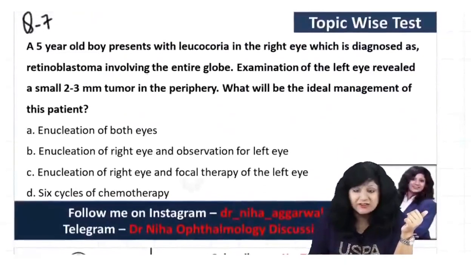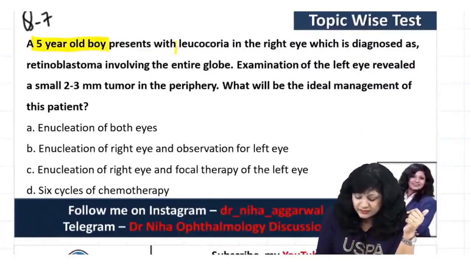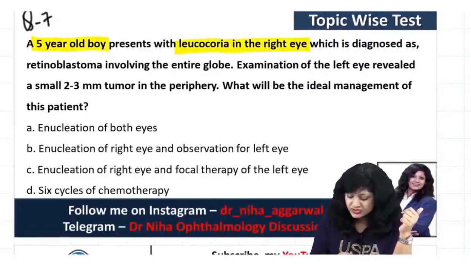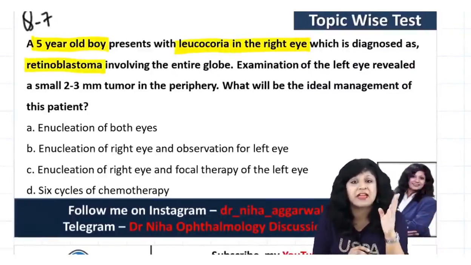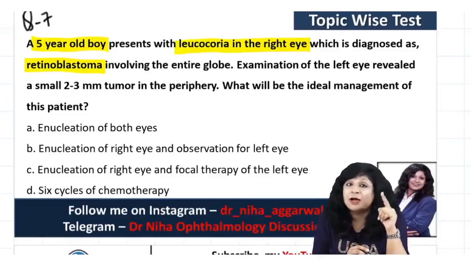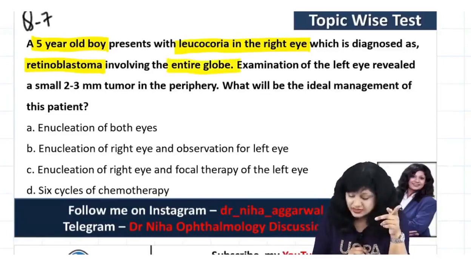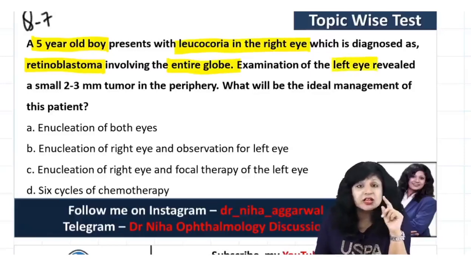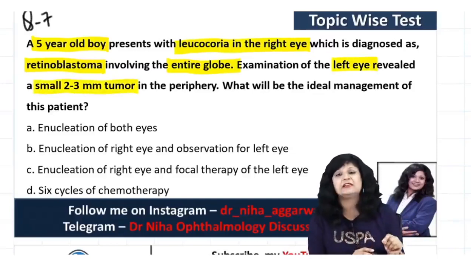Question number 7 now. The 5-year boy is presenting with leukocoria in the right eye, which is diagnosed as retinoblastoma. So they have already told you that this 5 years boy is having the retinoblastoma. There's a leukocoria in the right eye, and what is the extent of retinoblastoma? Entire globe. Examination of the left eye: the left eye also shows a small tumor 2 to 3 mm in the periphery. What is the ideal management?